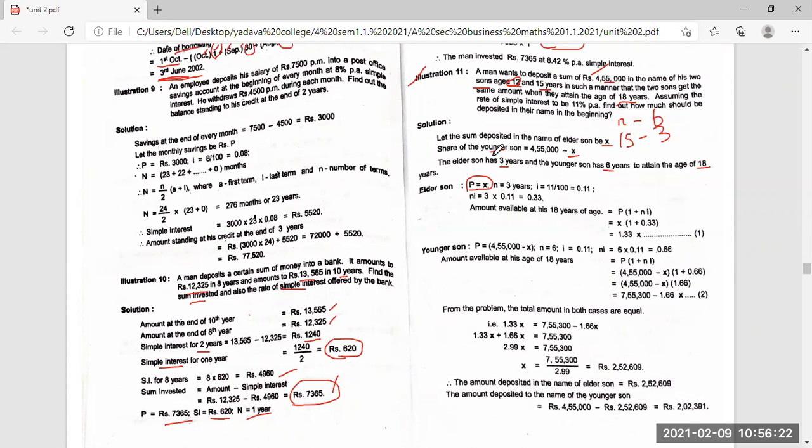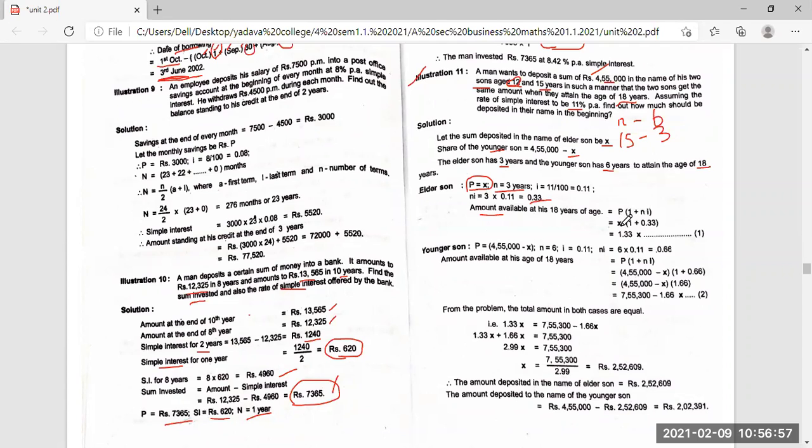Now we are going to take it for the elder son. So n is 3 years, we all know. Since we took X for the elder, it is 3 years. So I is 11 divided by 100, because they have given 11%. So 0.11. Ni is 3 into I, that is period into rate of interest. So 3 into 0.11 is 0.33. Now we are going to make it an equation, that is at 18 years of age, P into 1 plus Ni, that is principal into 1 plus Ni.